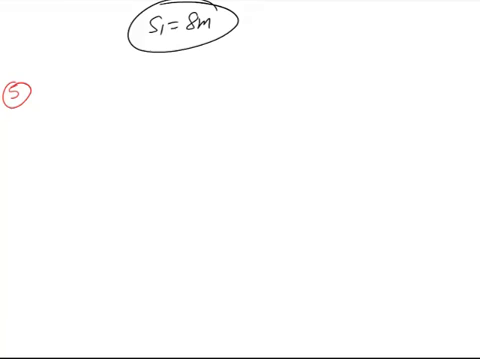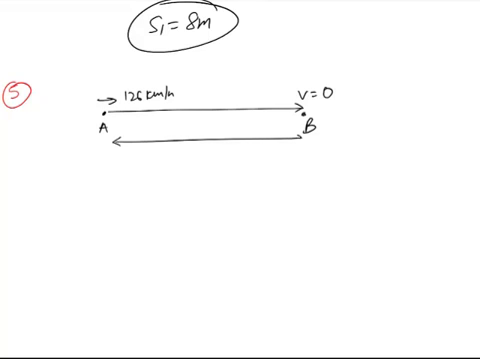So we have to find time and retardation. The situation is like this: a car is moving from point A to point B. Initially its speed was 126 km per hour. Now its final speed is 0 and the distance traveled is 200.